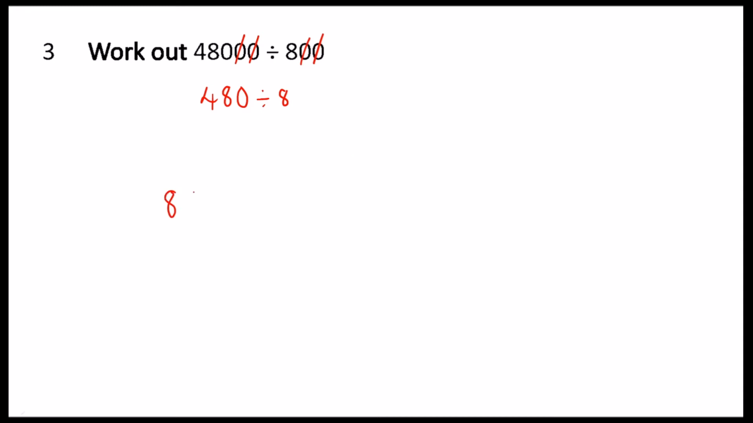So I can use a bus stop if I'm unsure, put an 8 on the outside and 480 on the inside. 4 divided by 8 is 0, remainder 4. 48 divided by 8 is 6, and 0 divided by 8 is 0, giving me an answer of 60. So both of these are equivalent, they're both equal to 60.